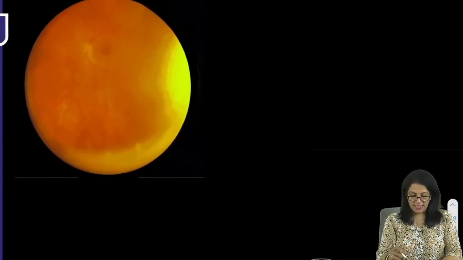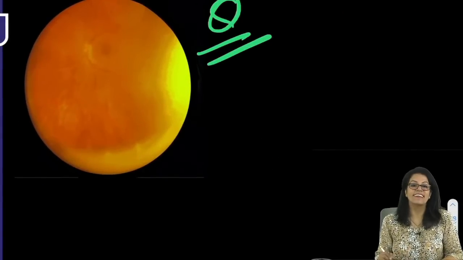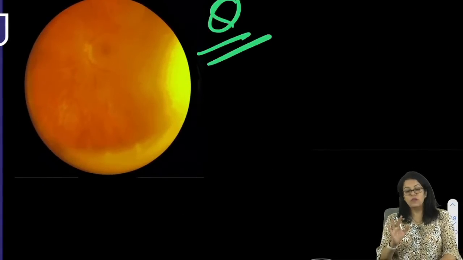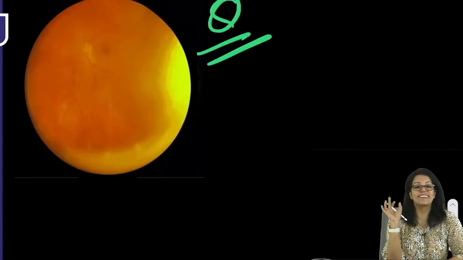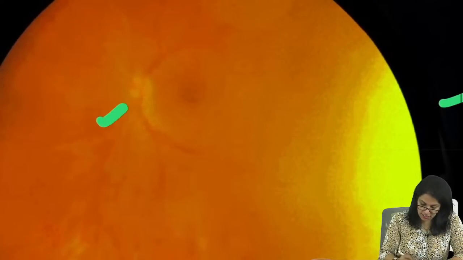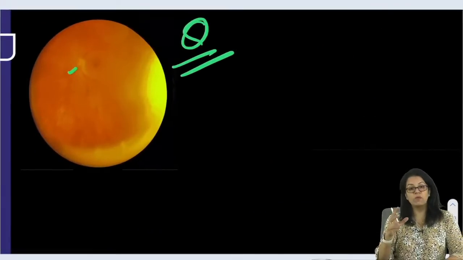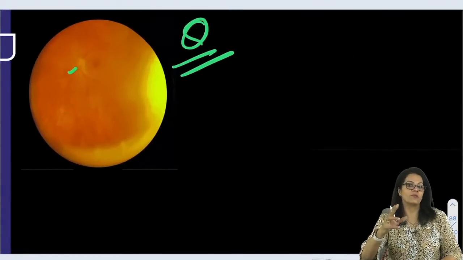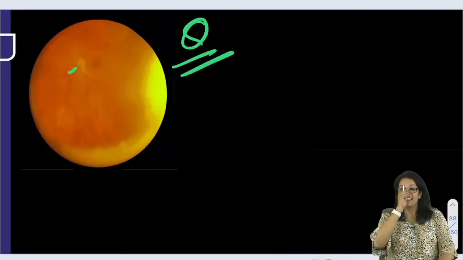What are you now looking at? Very important exam question. Look carefully, what are you looking at? I can see the fundus picture. Can you see the disc? No. The disc is so small. See, here is the disc. If it is so small, that means I am looking through indirect ophthalmoscope where the magnification is very less. Therefore, I can't see the disc.